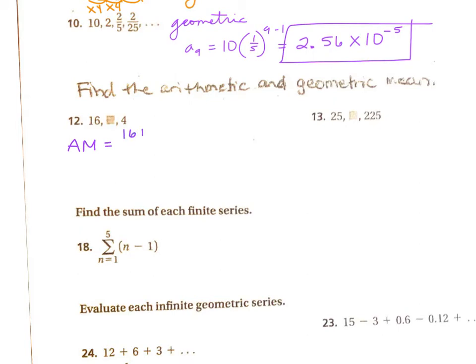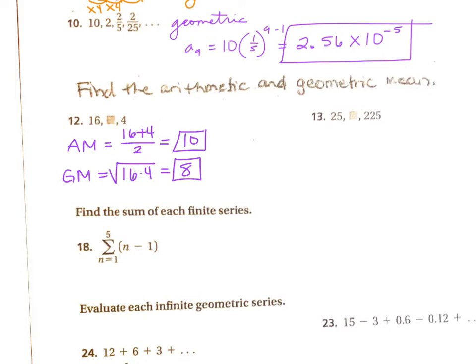So we're going to go 16 plus 4 and divide by 2. So 20 divided by 2 is 10. The geometric mean, this is the one where we multiply the two numbers together and take the square root. So we're doing the square root of 16 times 4, which is the square root of 64, and the square root of 64 is 8. So that would be your geometric mean.